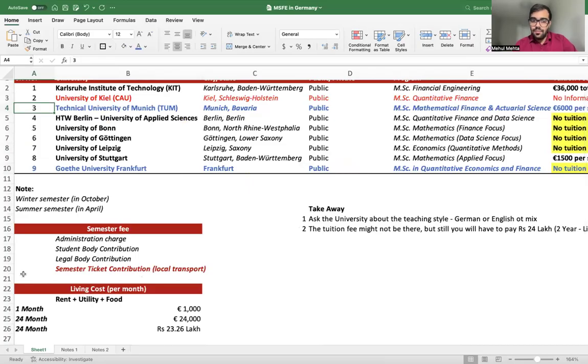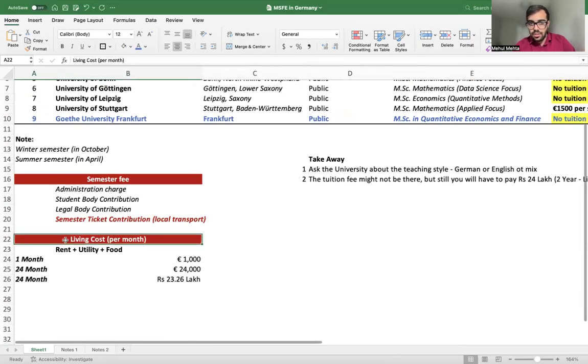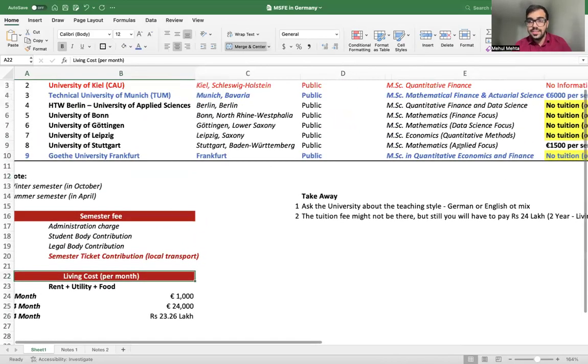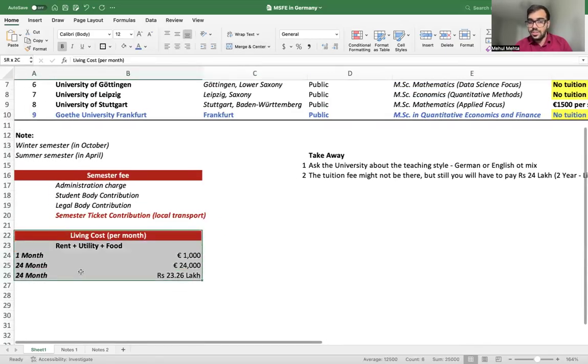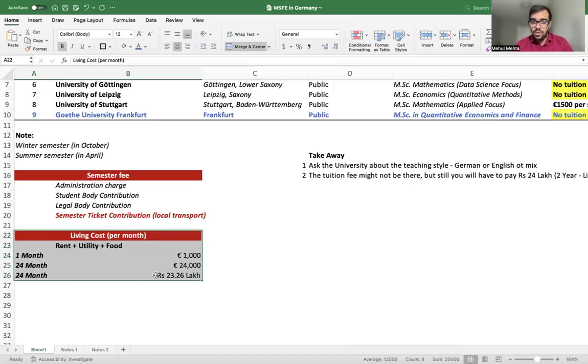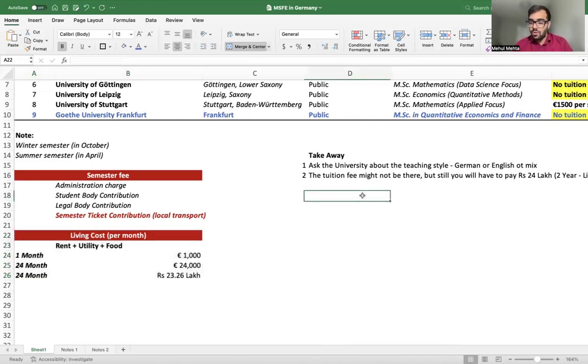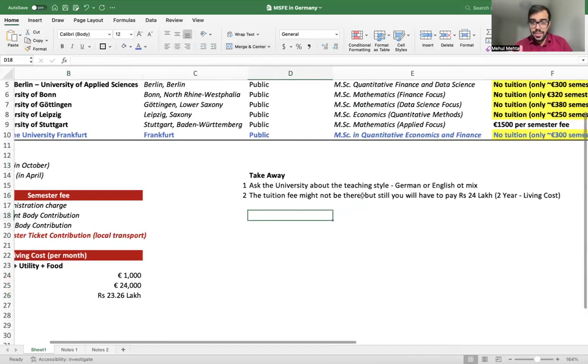One thing which, as I said, you have to understand is there might be no tuition fee, but what you end up paying is a big living cost. So make sure that if your program is for 2 years, you might end up paying 24 lakh rupees, which is the hidden thing which not a lot of education consultants might be telling you, but it's my duty to make you all aware and to tell you all of these things.